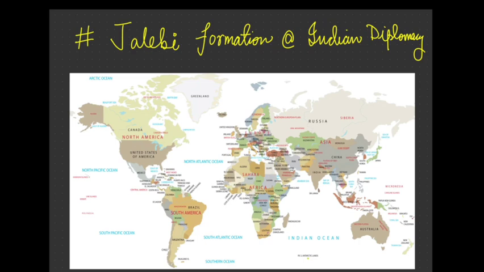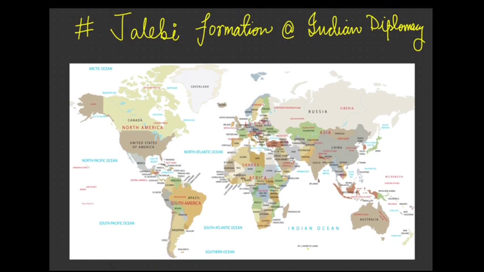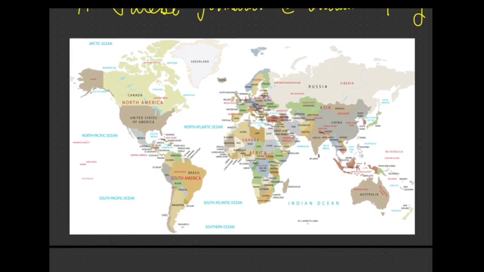Now today we will be discussing the Jalebi formation, which is a new phenomenon as far as Indian diplomacy is concerned. You would be seeing on your screen a world map. So this is a world map. I think the picture would be clear.